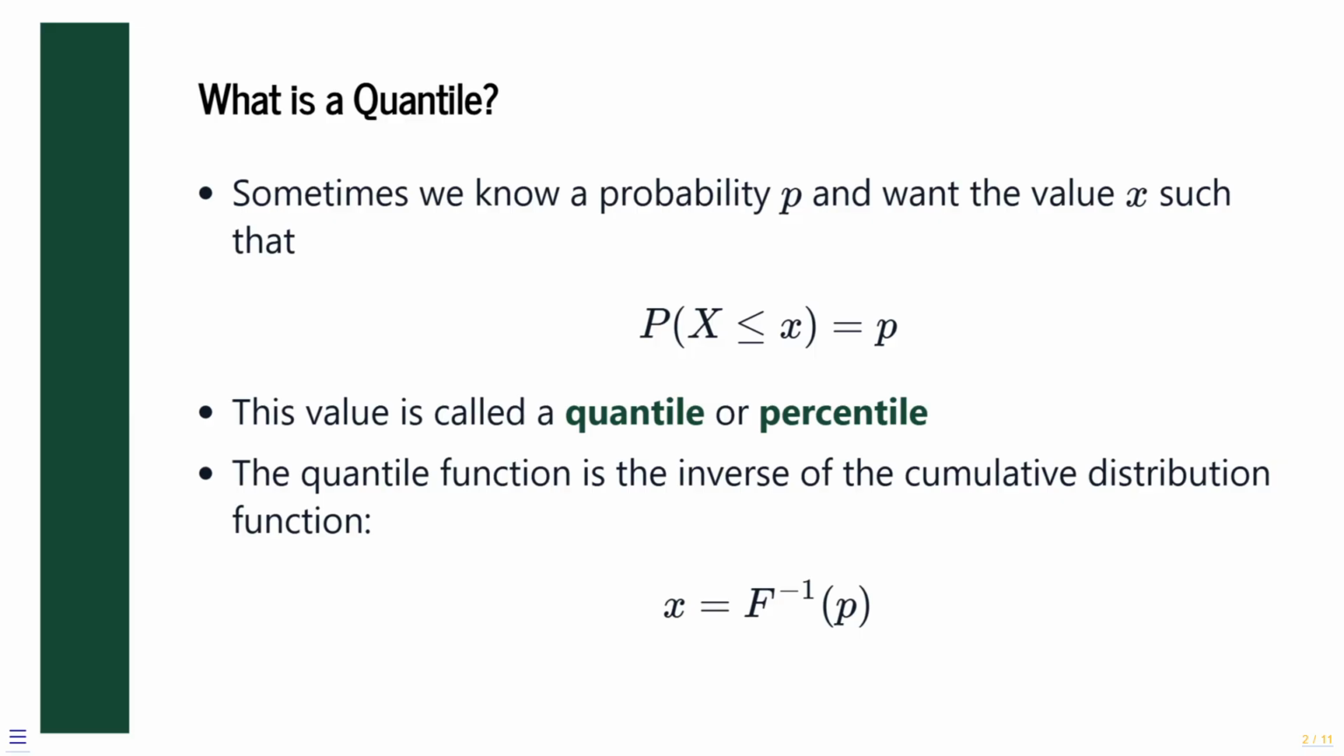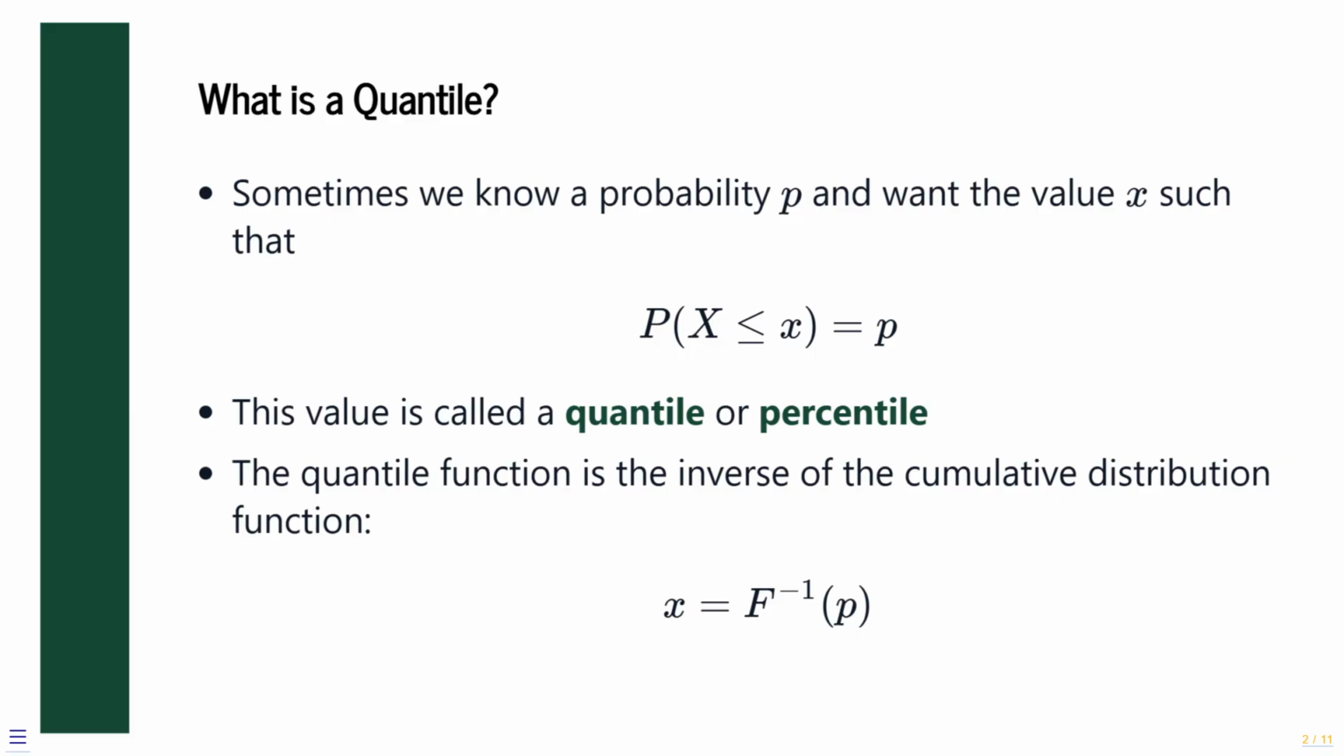In this section, we will learn what quantiles are, how they relate to the cumulative distribution function, and how to compute them for normal distributions using a simple step-by-step process. By the end, you should feel comfortable moving from a probability to the associated value of the random variable. Let's begin with the basic idea of a quantile.